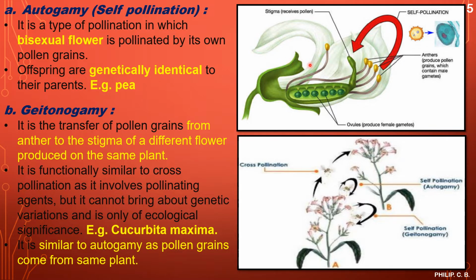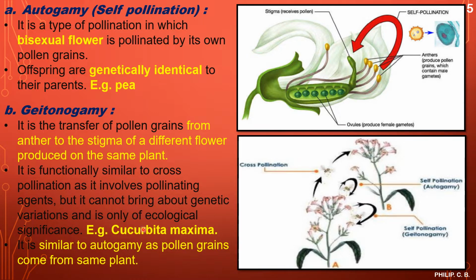So self-pollination is taking place. Second type, geitonogamy. It is a transfer of pollen grains from the anther to the stigma of a different flower produced on the same plant. So it is functionally similar to cross-pollination as it involves pollinating agents. It is somewhat similar to cross-pollination because the pollen has to be transferred. But even though it is getting transferred, since it is from the same parent plant, it cannot bring about genetic variation and it is only ecologically significant.